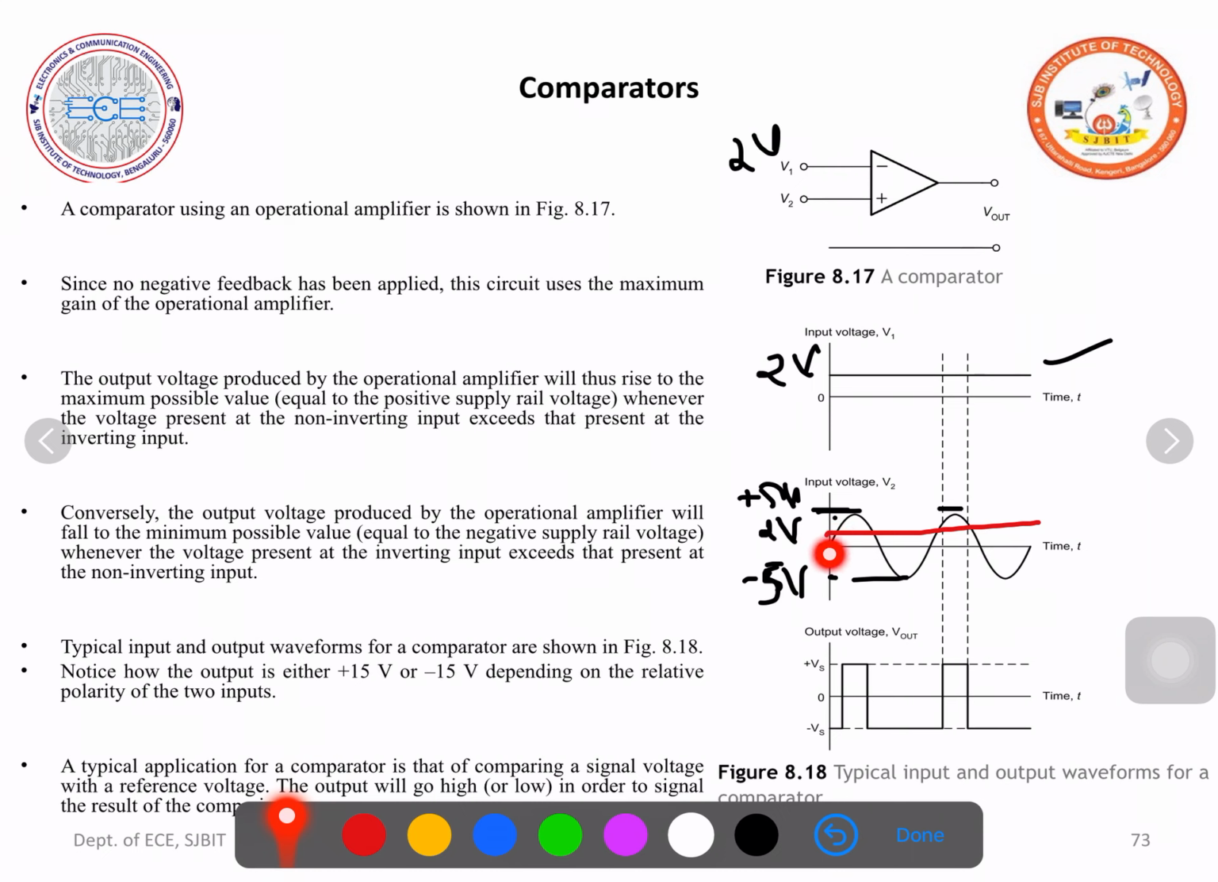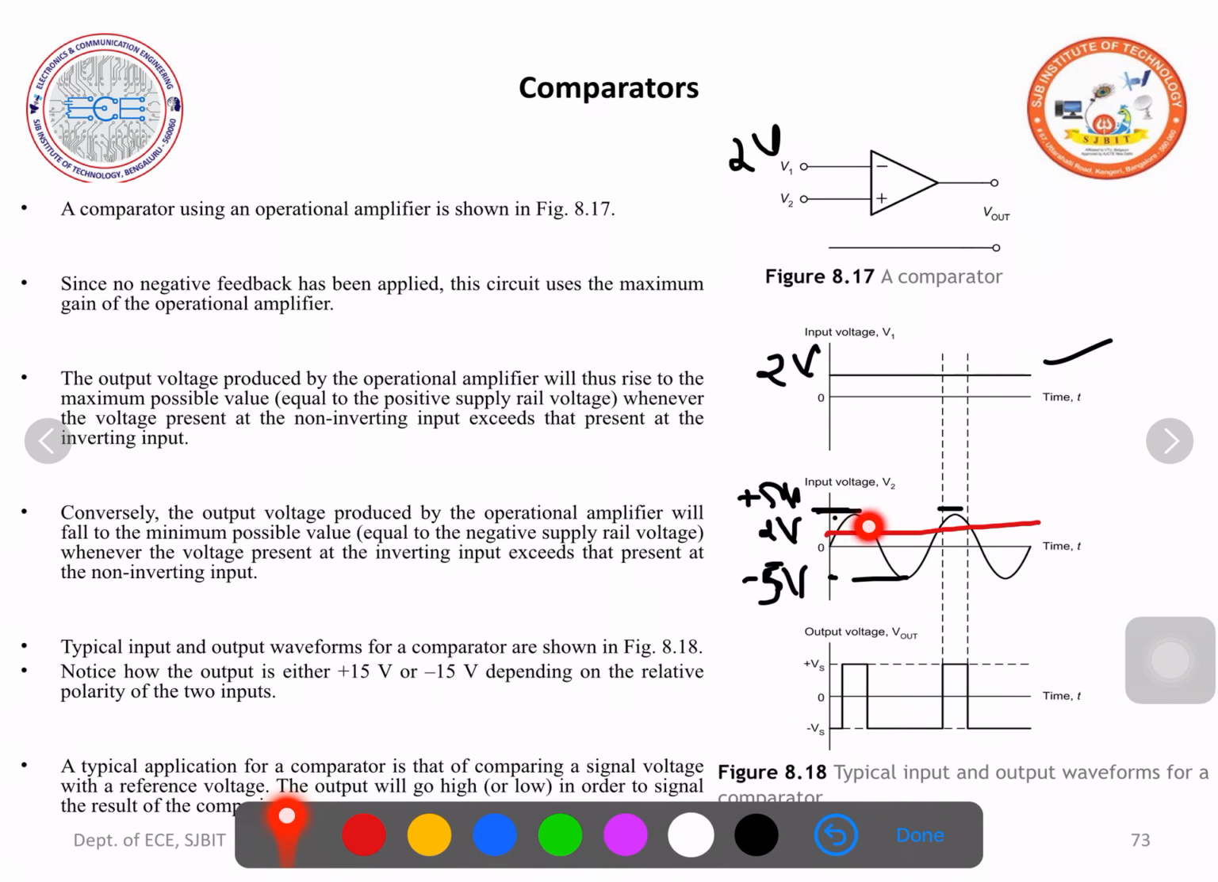Now from 0 to 2 volts, the voltage applied at V2 is smaller than the voltage applied at V1, because see the red line, this is the voltage applied at V1. Here the voltage applied at the inverting terminal is greater, so you will get minus 15 volts, minus Vs. So here you are getting minus Vs, a very small segment.